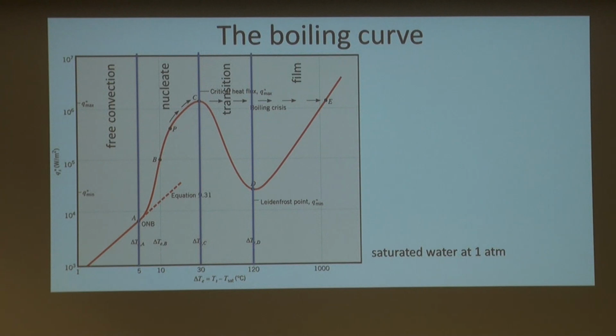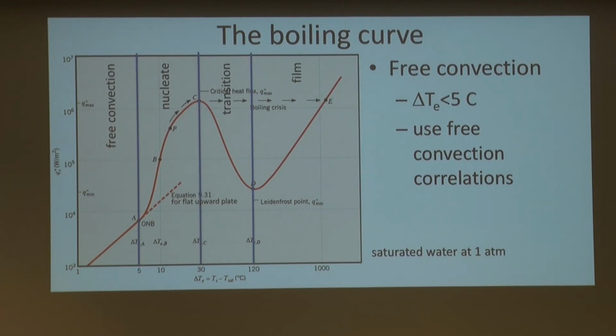So although we say Q double prime is H times delta T, this H is not so constant, right? So in this graph, what we see is what the Q double prime is and what the delta T is. What do we see? That we can divide this in 4 clear regions, right? If you see the one between 1 and 5, it's pretty much a straight line. 5 and 30, it starts to go up. 30 and 120 goes down and then goes back up, right? Let's look at each of these sections in detail.